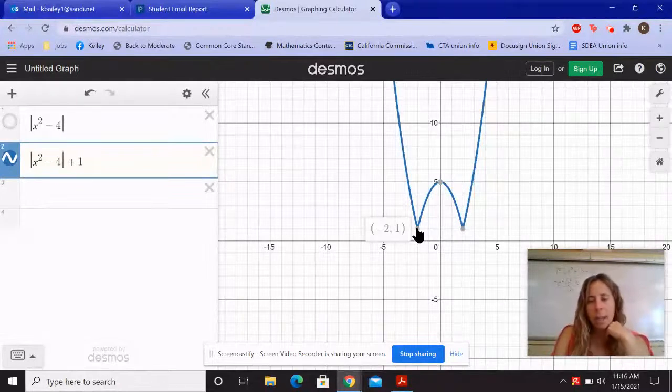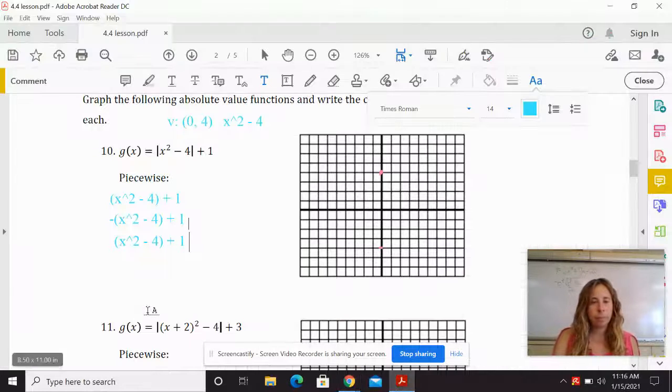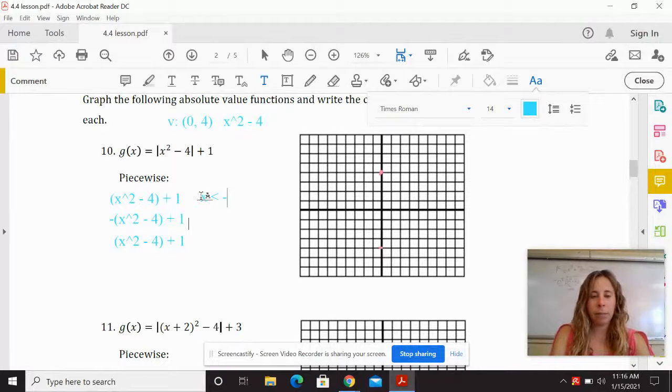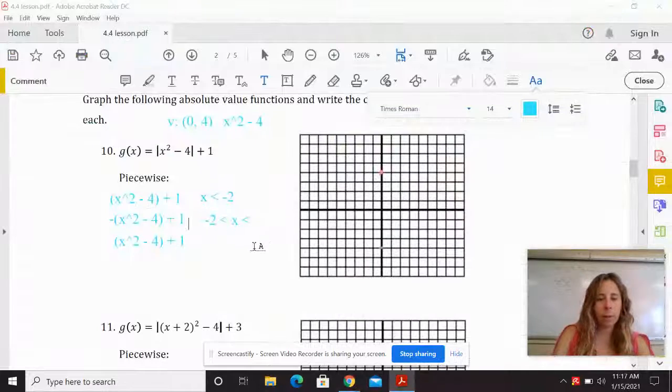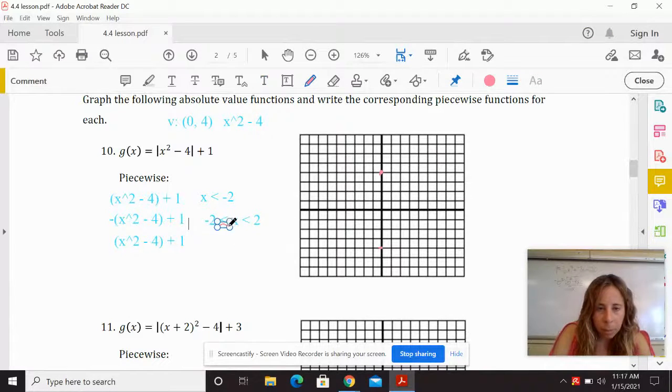So -2. X is less than -2. The middle one, -2. I'm going to do less than or equal to, sorry, greater than or equal to. I'll add the equal sign in a second. And then 2. So the middle part goes from -2 to 2. Domain is all about the x values. Let me draw in my equal signs. Sure, they can be pink, whatever.